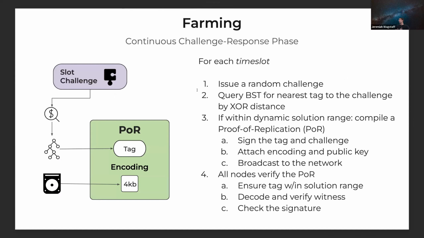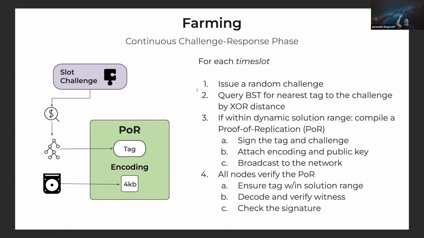So now we go into the farming phase. This is the challenge-response, or the audit, that we're going to build Nakamoto consensus from. So right now, just assume that we have some kind of proof of stake, time-slot-based system, and we have some secure randomness beacon. We'll return to that later. So let's say we have a secure random challenge coming out. What we're going to do is query the BST, the binary search tree, for the nearest tag to the challenge by XOR distance.